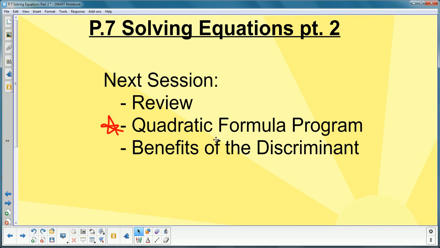And like I just briefly touched on, benefits of the discriminant, we'll talk about that as well, which will help us identify if quadratics are factorable or if they are prime.